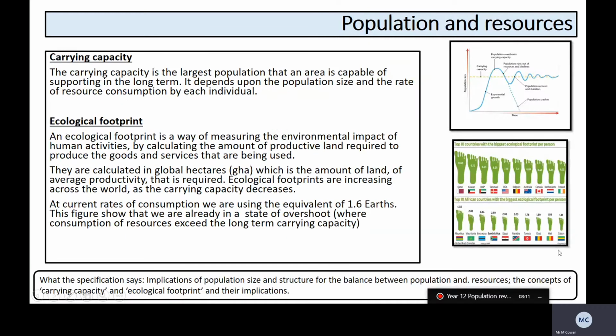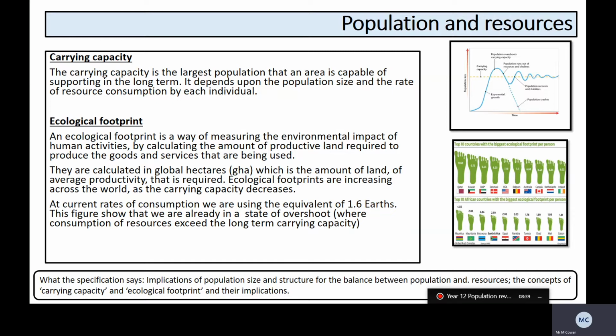Now, in terms of 2 other key terms as well, in terms of population and resources, the carrying capacity is the largest population that an area is capable of sustaining and supporting in the long term. And that's going to depend on the population size, and it's going to depend on the rate of resource consumption. We know, of course, that in different countries, Earth overshoot day occurs at different points. So the carrying capacity is not a fixed term, it's fluid, it's ever changing according to the place concerned.